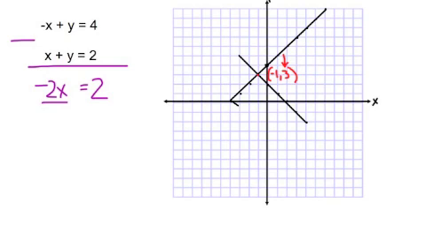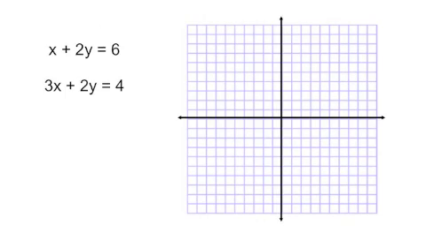So you notice if I divide both sides by negative 2, I am going to get x is equal to negative 1. So there is my x coordinate of negative 1. Okay. Let me show you another example.